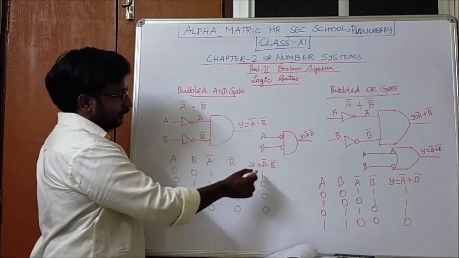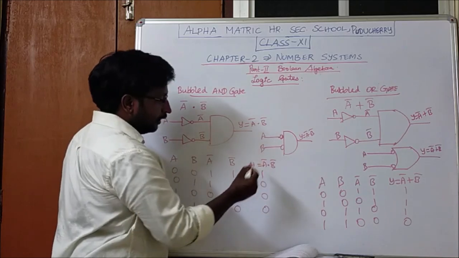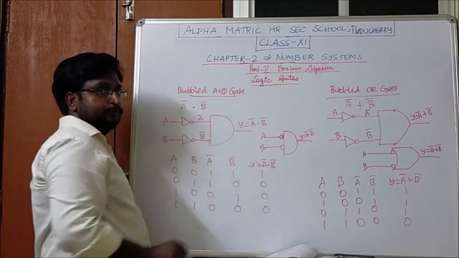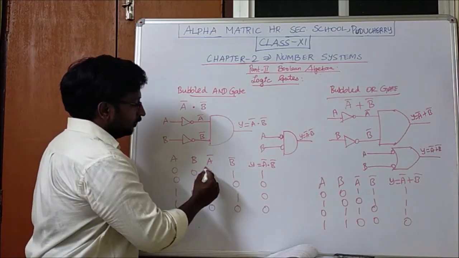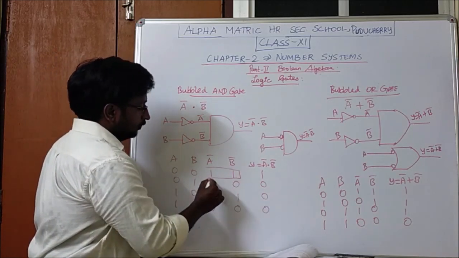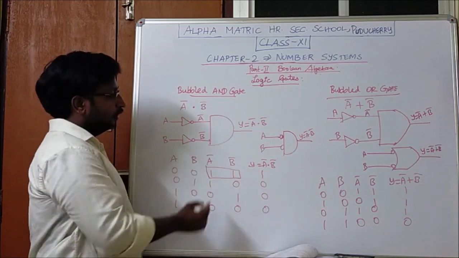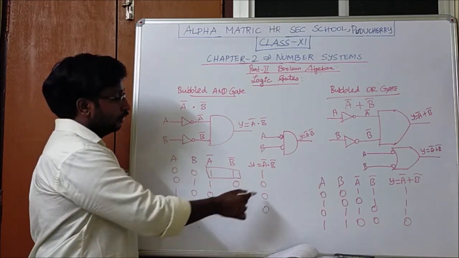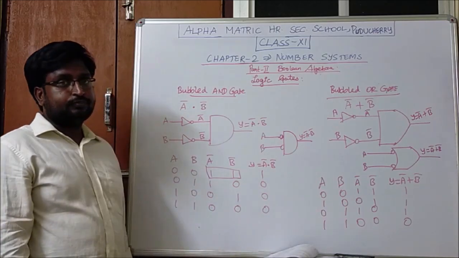Here the same rule applies. Wherever we multiply, only if both the inputs are true, the result will be true. Here also, in this scenario only, the result will be true because both are true. Whereas here, only one is true, so obviously the results are false.